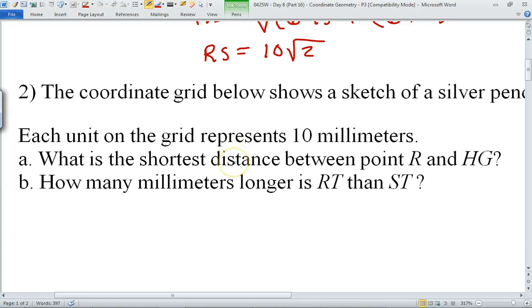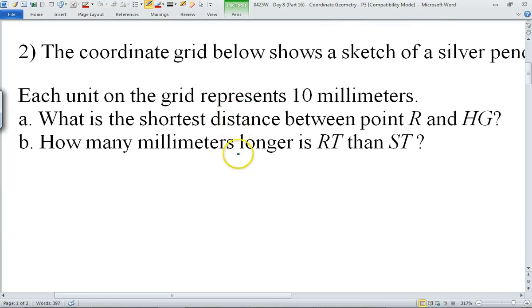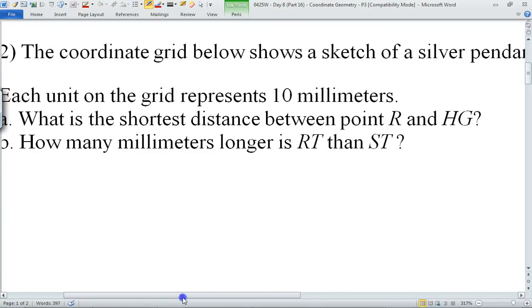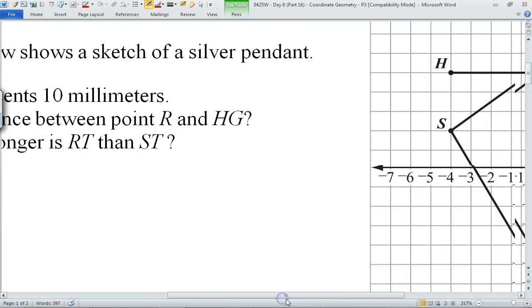Problem number 2. The coordinate grid below shows a sketch of a silver pendant. Each unit represents 10 millimeters. That means whatever we get for units, we're going to have to multiply it by 10 to get millimeters. What is the shortest distance from R to HG?